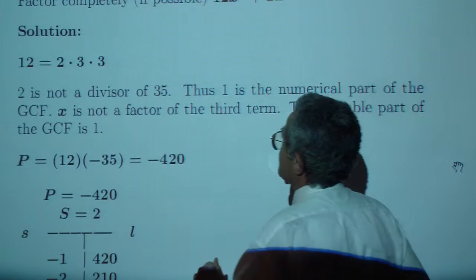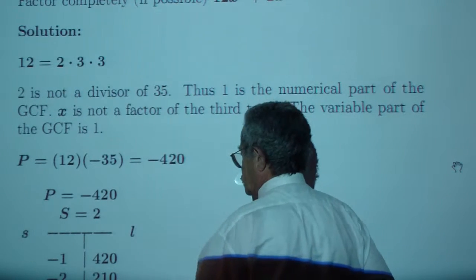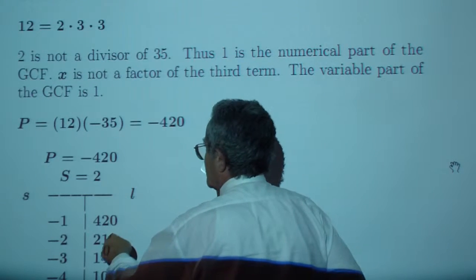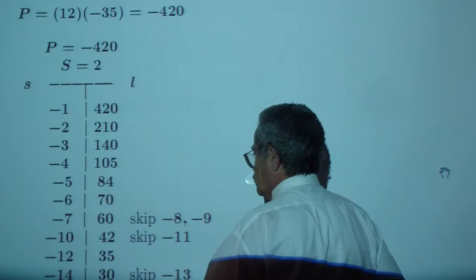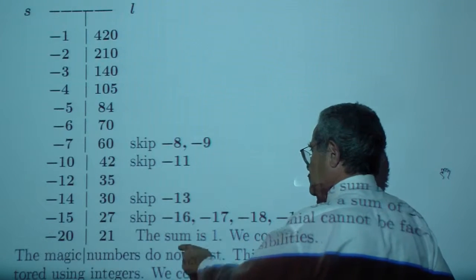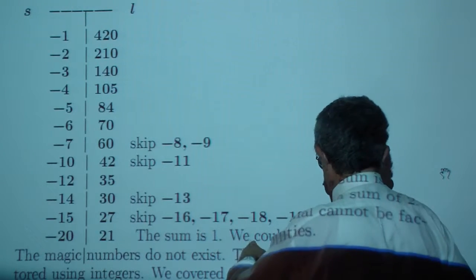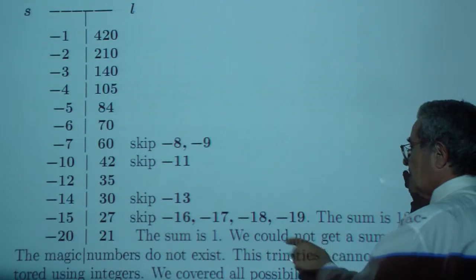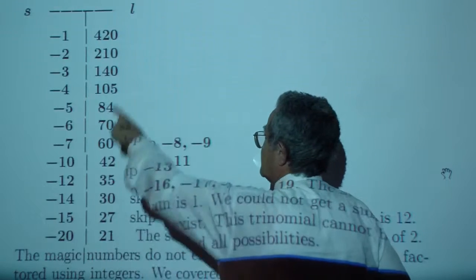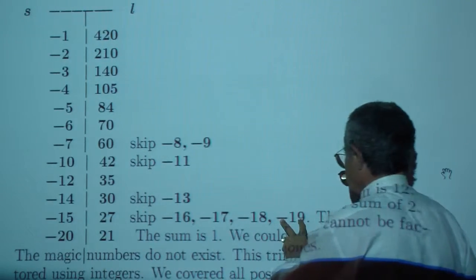The product is 12 times negative 35, negative 420. The sum is 2. Large number positive, small number negative. Crank this through. And I guess the magic numbers, the sum is 1. We could not get a sum of 2, and we didn't skip anything, okay? I show you what I went through here.